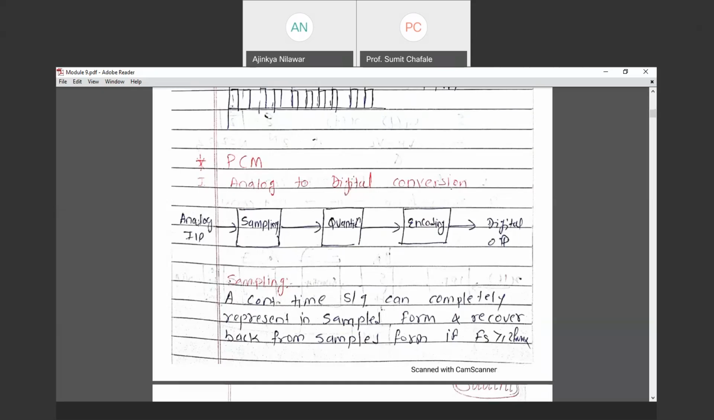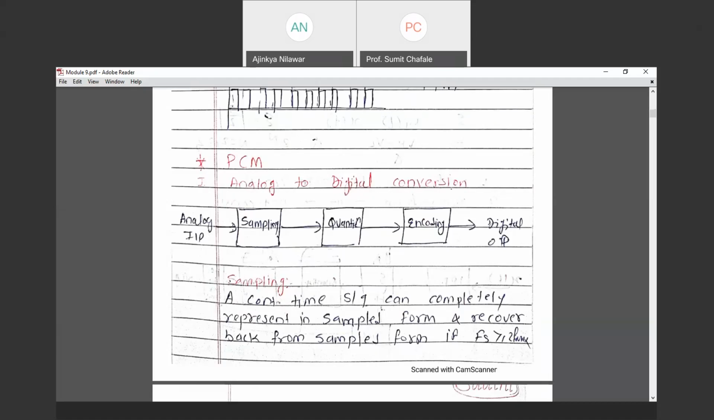300 hertz to 3000 hertz. That means 300 hertz to 3 kilohertz. So we are dealing only with these frequencies. Whenever an analog sine wave input is there, it has a frequency from 300 hertz to 3 kilohertz. So that much frequency we are dealing with.